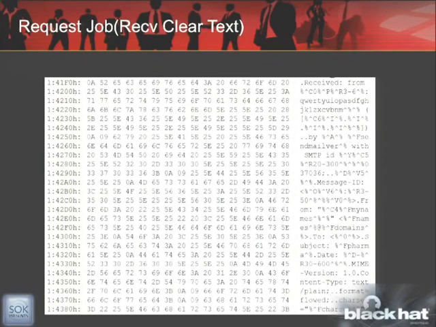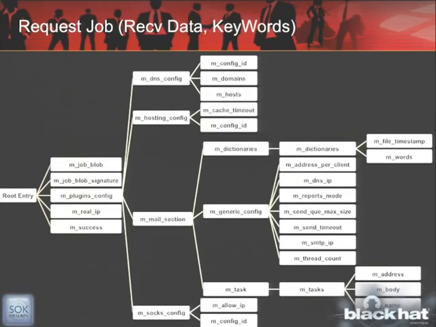So let's see the received data structure. It's more complicated. It contains the task configurations, like the spam template, the domain names used by the bot to send spam, and also the words used to form the spam.